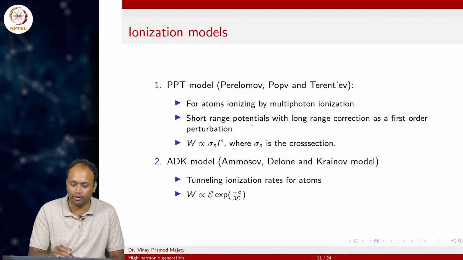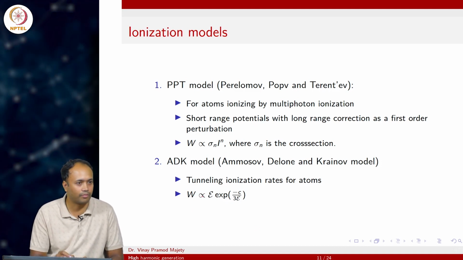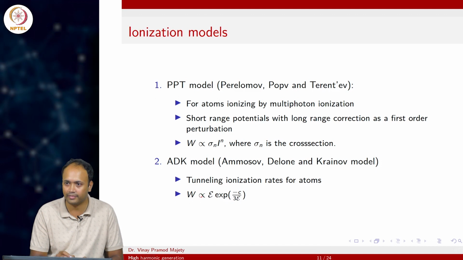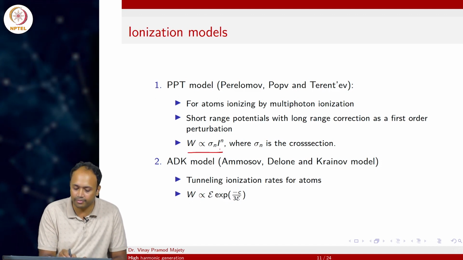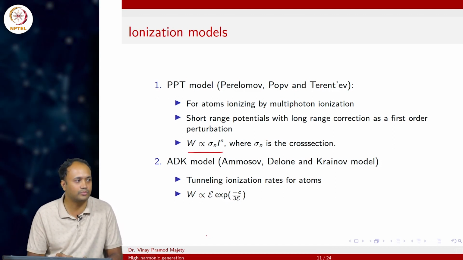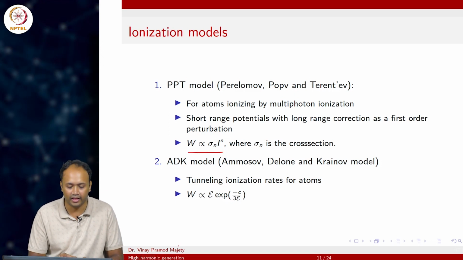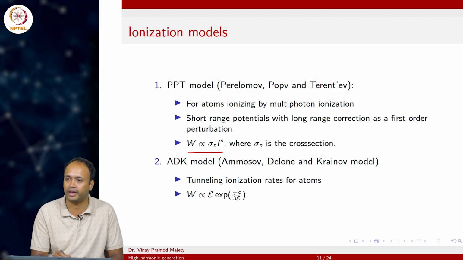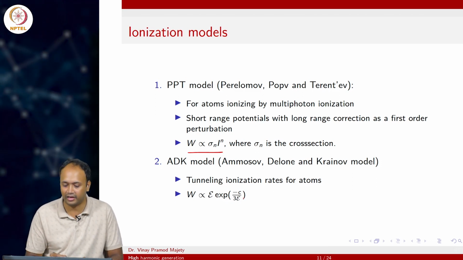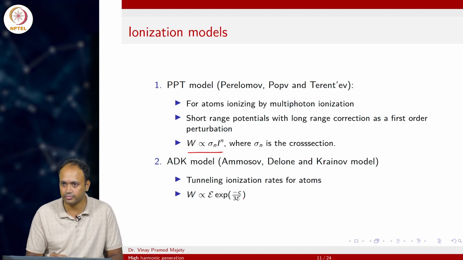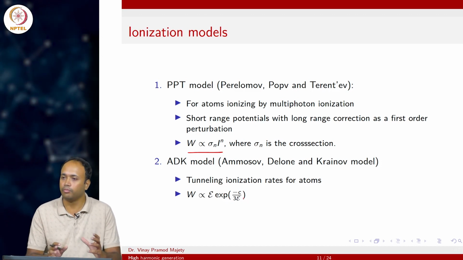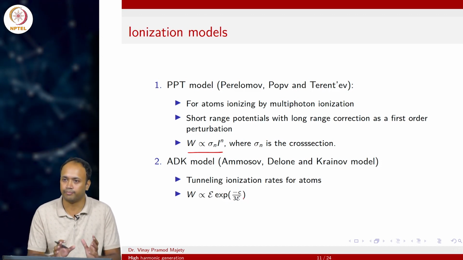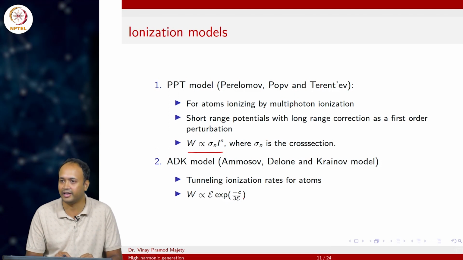This is one of the formulas that gives you an estimate for the multi-photon ionization rate. The rate is essentially proportional to a cross section times the intensity to the power n. And you also have what is called the ADK formula, which can be used when you want to compute the tunnel ionization rates. So these are the two popular formulas one can use. For the purpose of this course, we do not really get into the details.